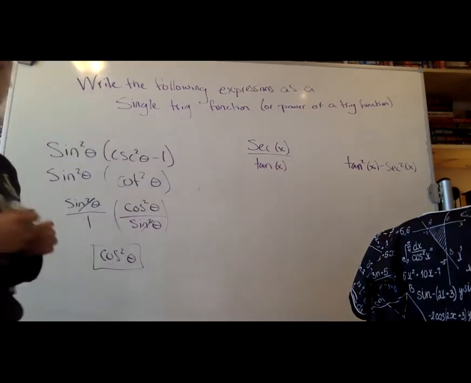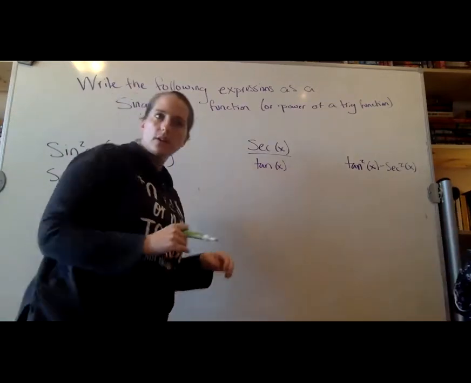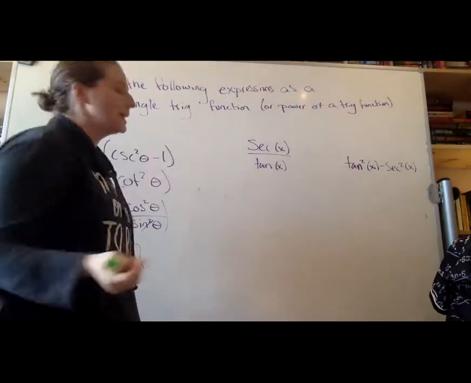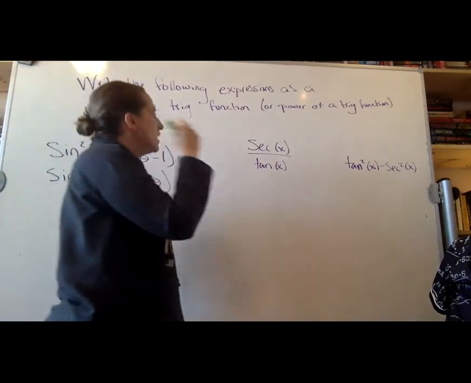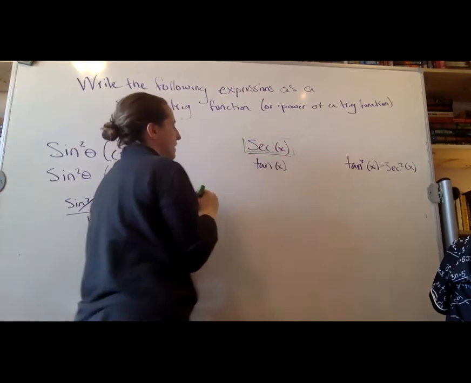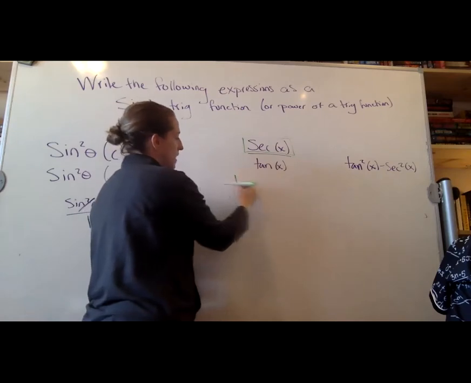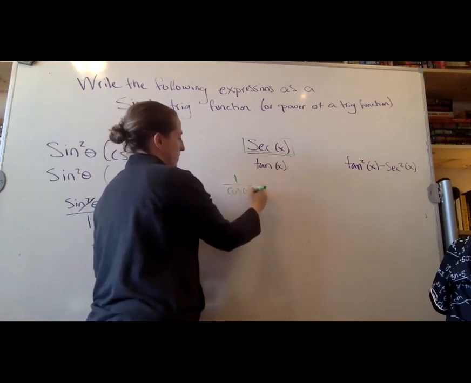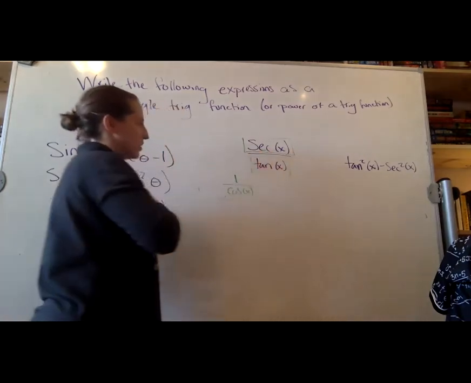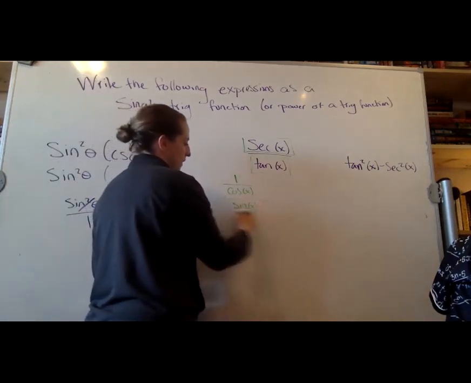Now let's look at our next one. Our next one is secant of x over tangent of x. I don't see any squares in here, so I'm not going to use the Pythagorean identity. Instead, let's try to rewrite this completely again as sines and cosines. Take a minute and think, what is secant in terms of sines and cosines? Well, secant, using a reciprocal identity, is 1 over cosine. And now think about tangent. What's tangent in terms of sines and cosines? Well, tangent is sine over cosine.